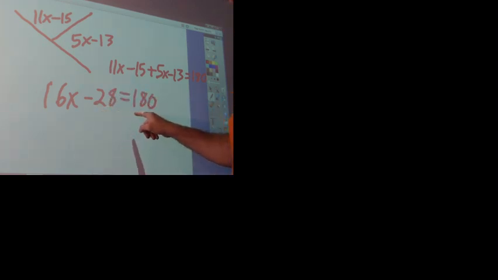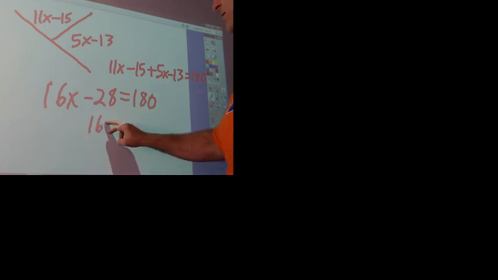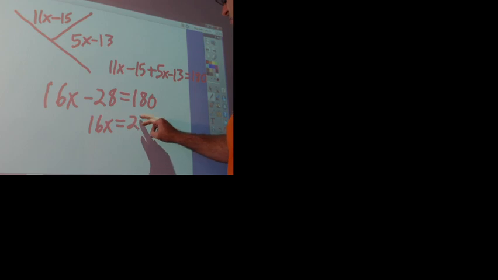I'm going to add 28. That's going to give me 218. So that's 16x equals 218. Divide both sides by 16, and x is equal to 13. And that's my final answer. All right, that was number 12.